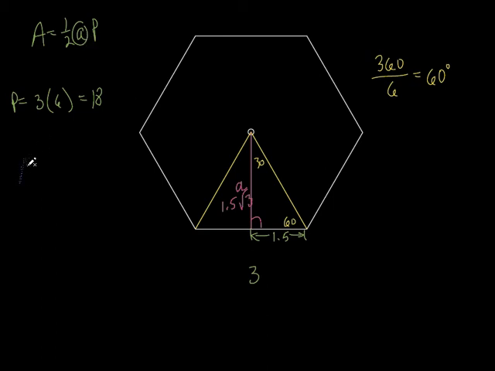So now I'm ready to find the area. It's 1/2 times the apothem, which is 1.5 times the square root of 3. Let me finish first, and then we'll answer questions. And then times the perimeter, which is 18. Chuck all that in your calculator, and you got the area of that thing right there.